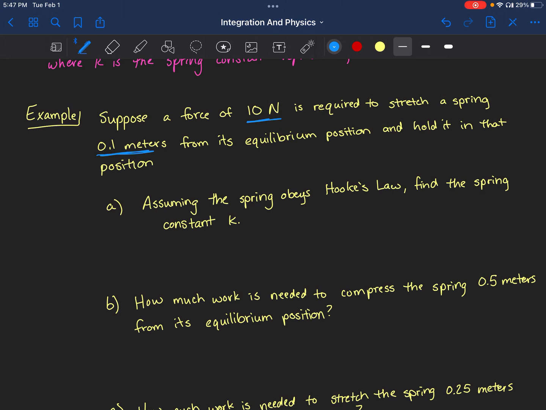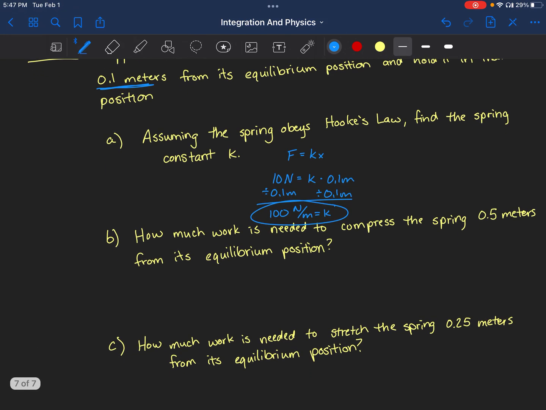just for best results. Now, getting back into the problem, it says, assuming that the spring obeys Hooke's law, find the constant K. So essentially, I need my force equals K times X. The force in this case is 10 newtons. K is what we're solving for, and we know that X is 0.1 meters. So I'm just going to divide by 0.1 meters, which should give me 100 newtons per meter. And that is going to be my spring constant, K.